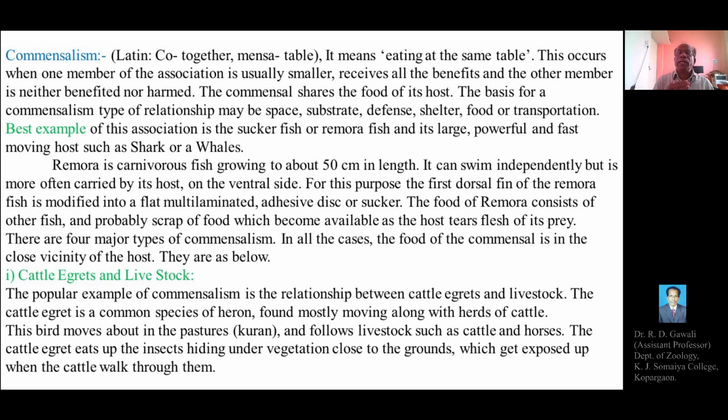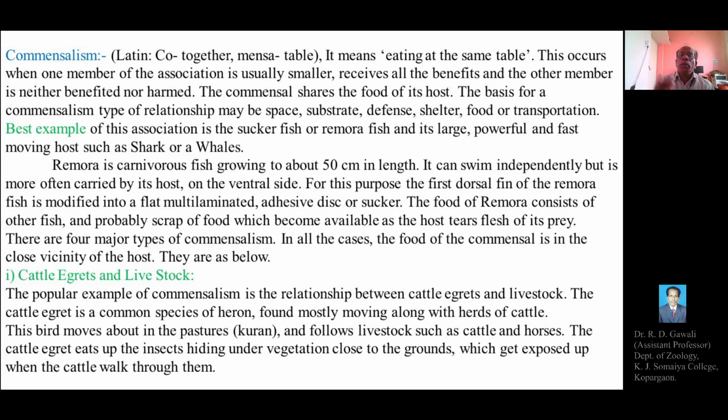The basis for a commensalism type of relationship may be space, that is a living space, or a substrate, that is a support, or defense, meaning getting protection or shelter from certain enemies, or getting food. The commensal, or smaller partner, can get food or be transported with the host organism. This is a loose form of relationship between two partners of different species, where the usually smaller partner gets benefits and the other partner, the host, remains unbenefited and unharmed.